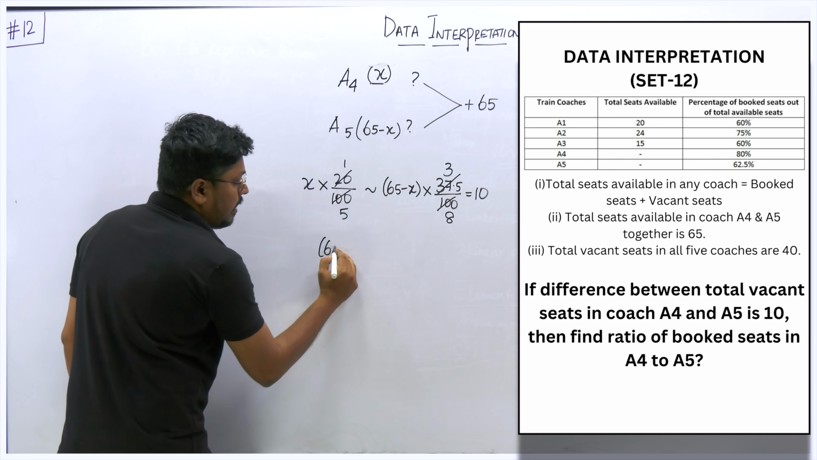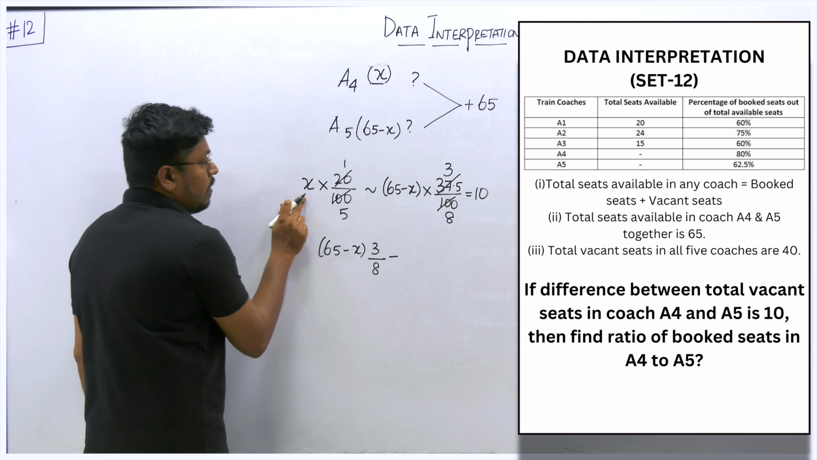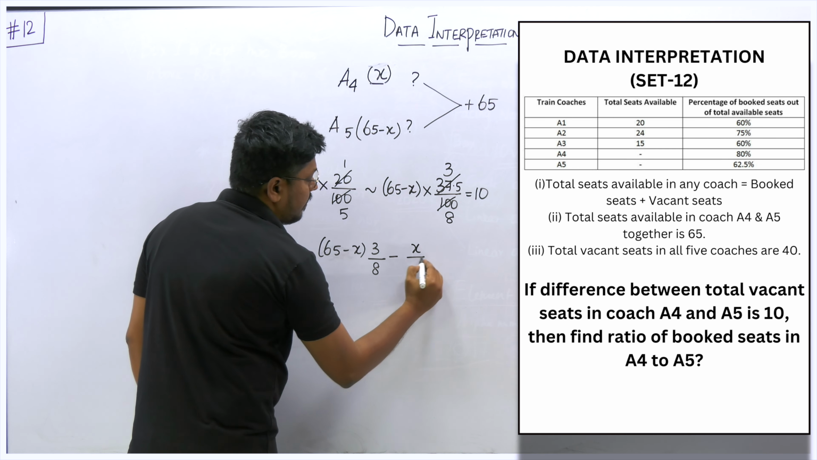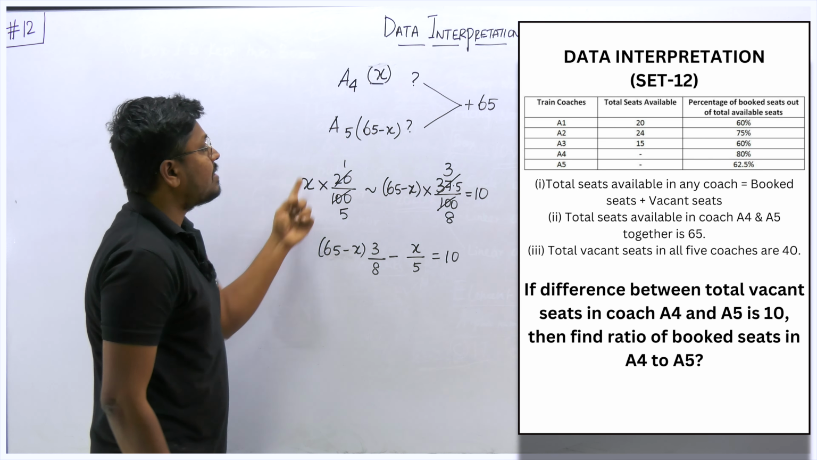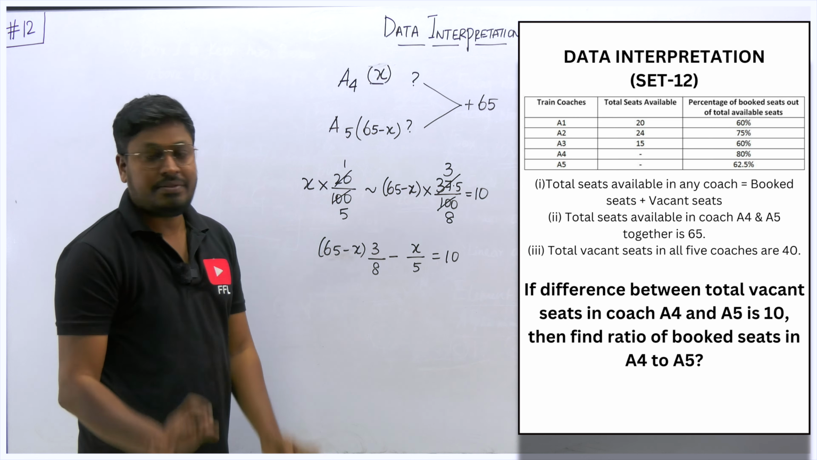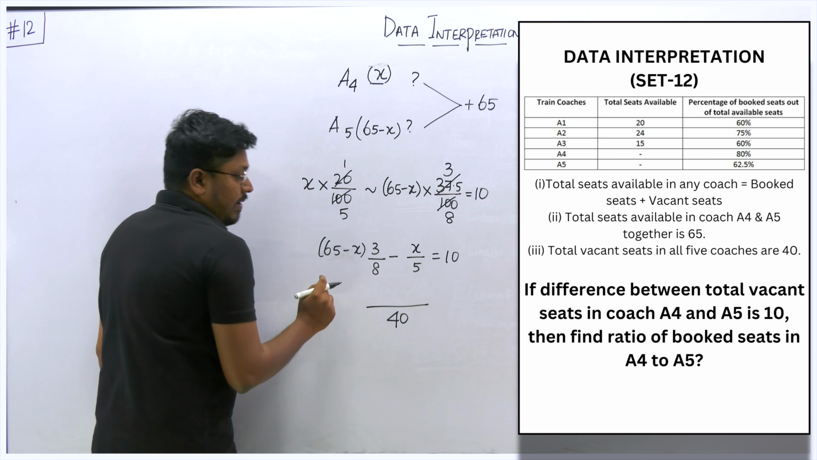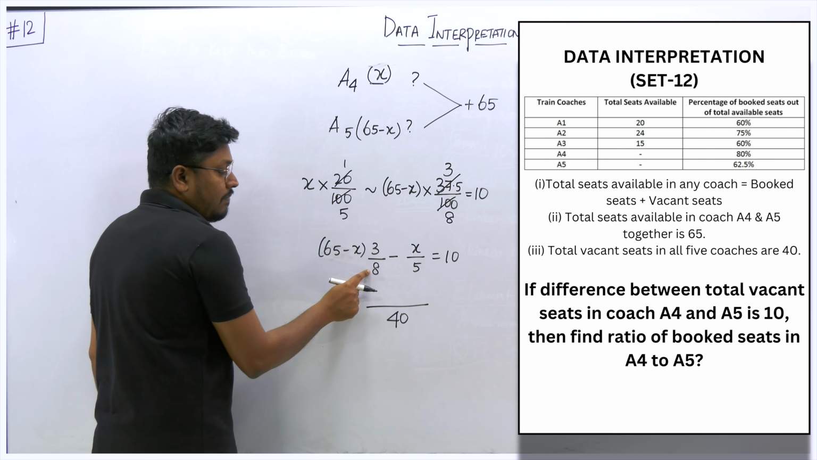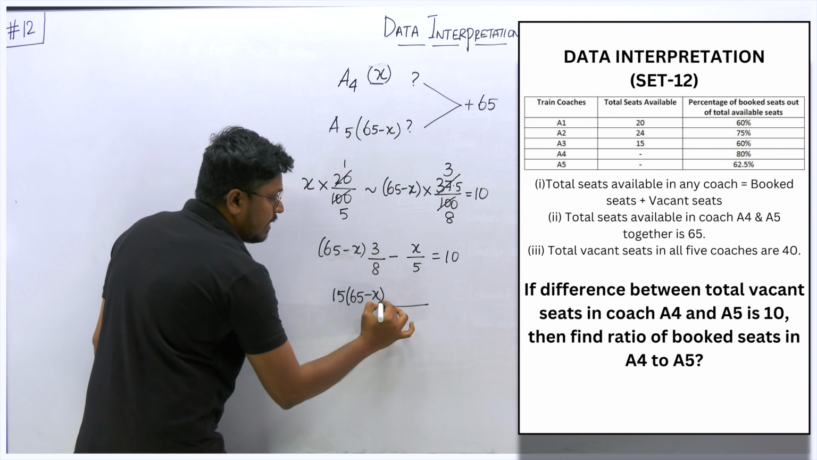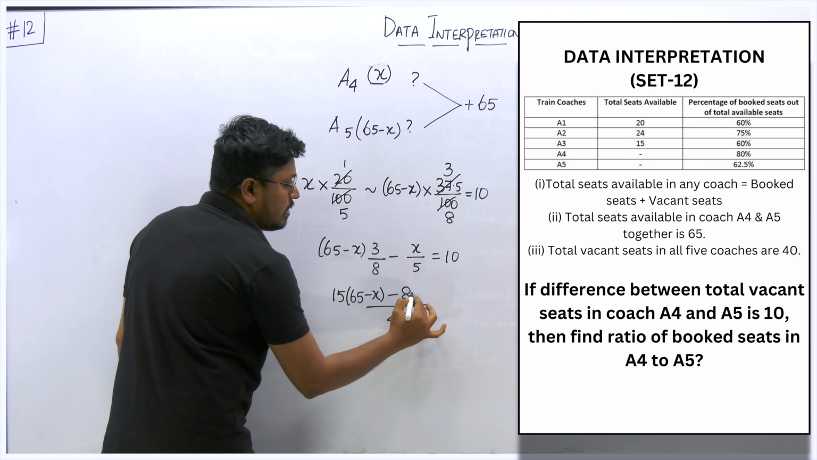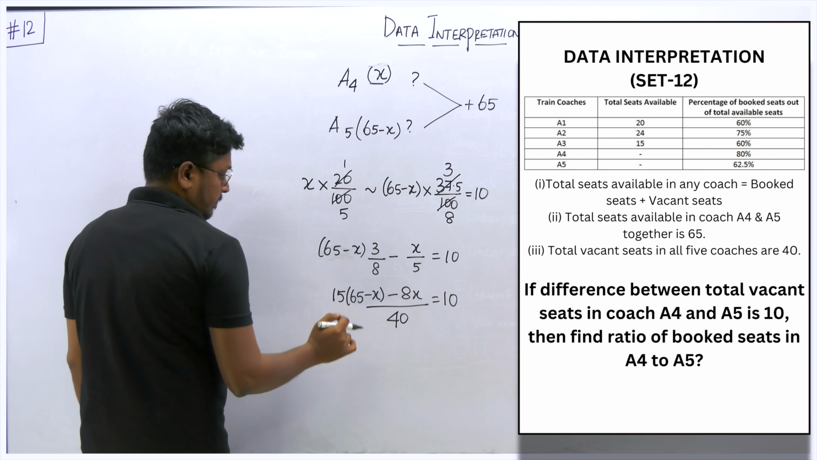So 65 minus x into 3 divided by 8, minus x by 5, is equal to 10. It's just a difference, right? Whatever be, either you can write this first or that second, because it's just a difference. So 8 and 5, we can take LCM as 40 here. When you take LCM as 40, 8 5s are 40, and 5 into 3 will be 15. So 15 into 65 minus x, minus 8x, is equal to 10. So now 65 into 15.